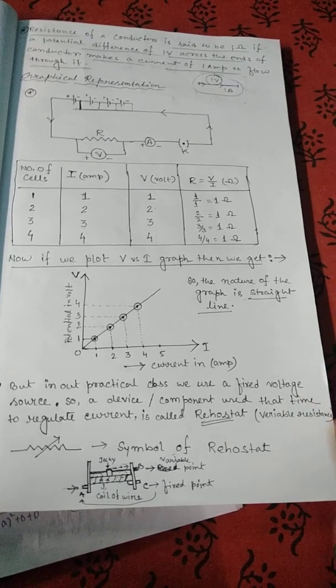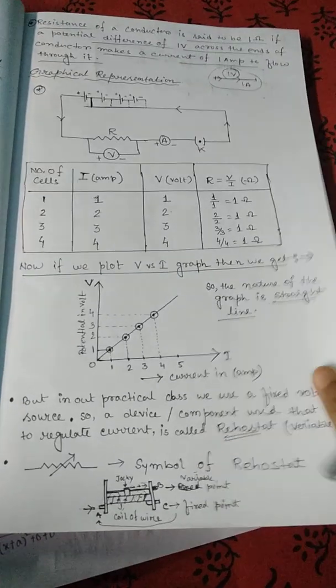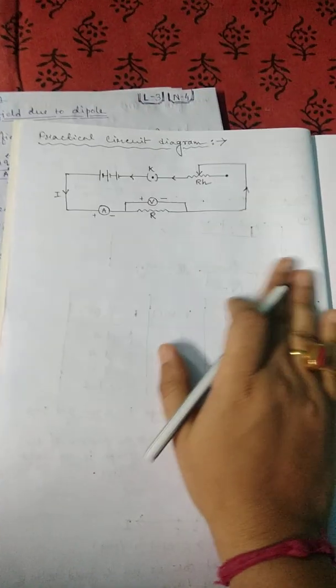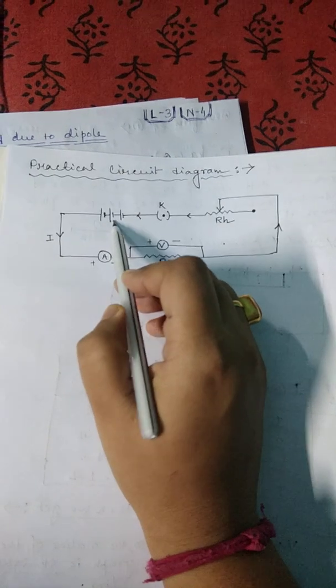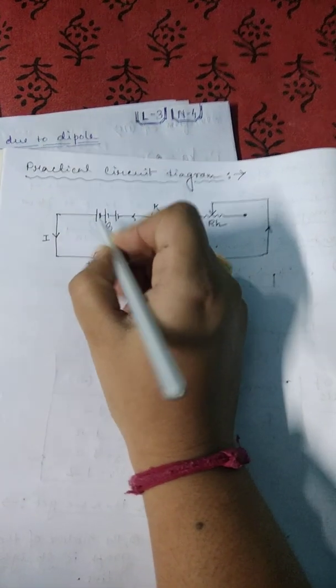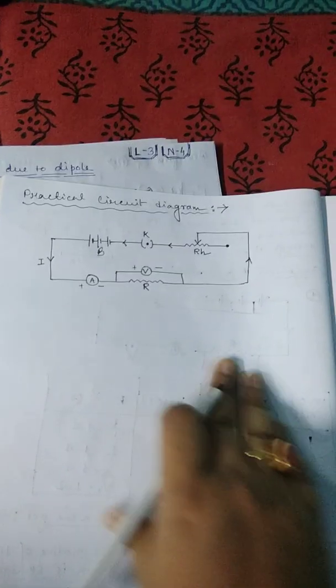Rheostat means variable resistance. So now let's see what practical diagram we use when doing this practical with the rheostat. So this is the practical circuit diagram for Ohm's law. This is a battery or cell. Battery means one or more cells connected together.